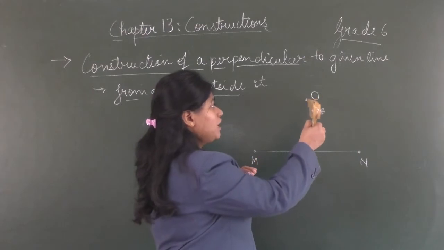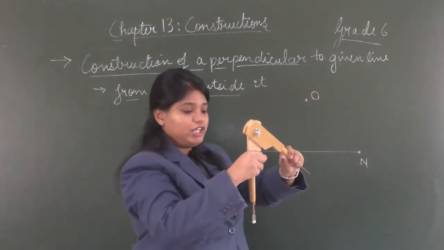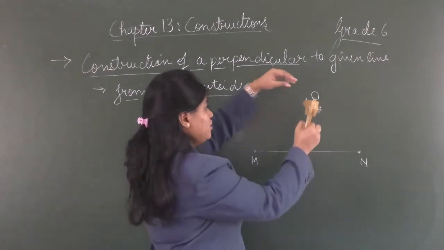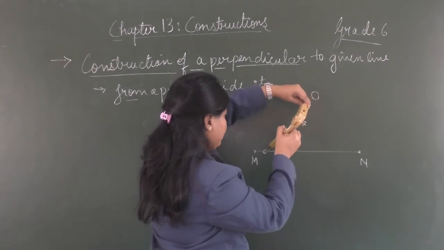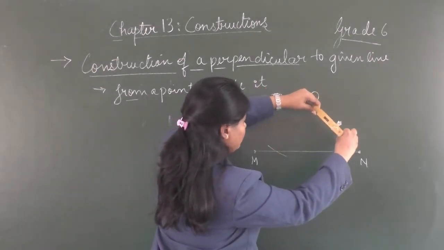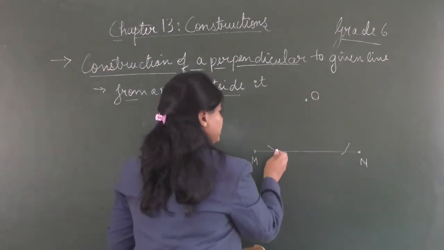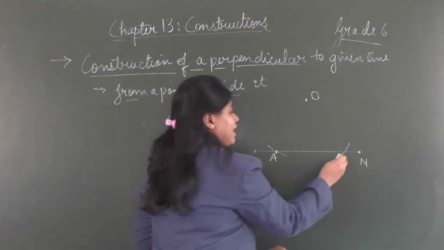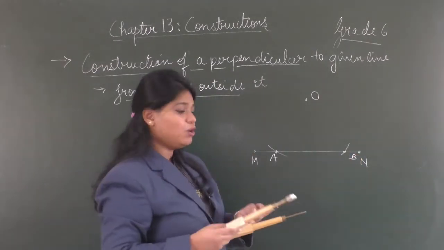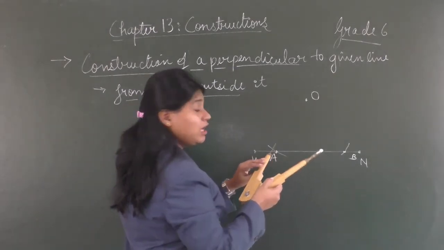So, I have opened my compass, I have placed the needle. Now, I will open it with any suitable radius. So, I can cut two arcs on MN. So, here I will place the needle and I am cutting an arc on MN on one side and one on the other side, and I am naming this as A and B.